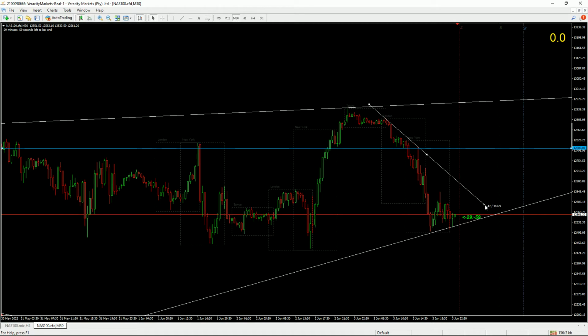As you can see, now we want this trend line to be violated. So we have the first touch, the second touch is weak, and then we don't have a third touch, so we can stretch our trend line here and keep it there.